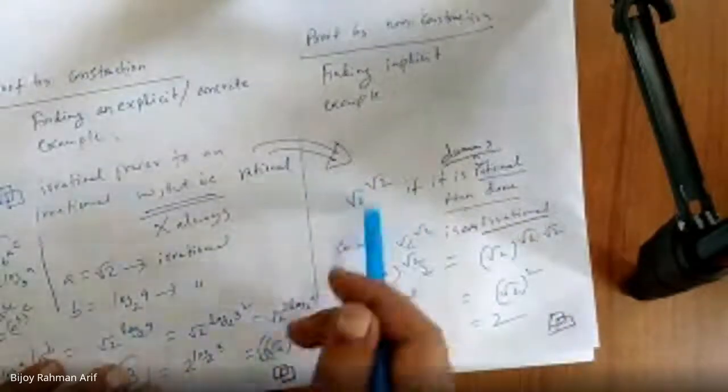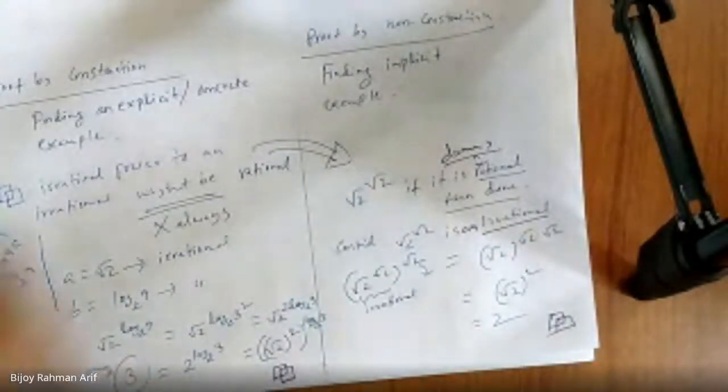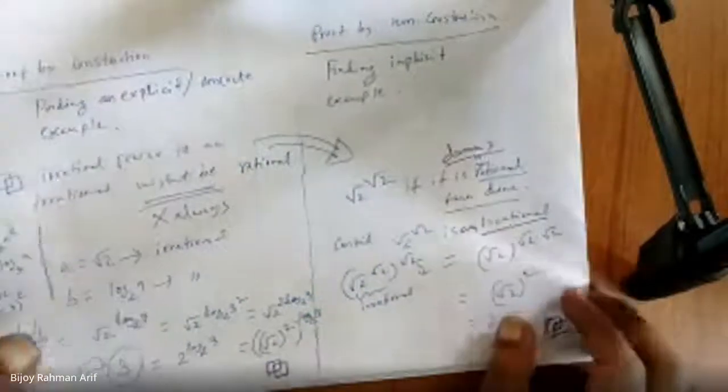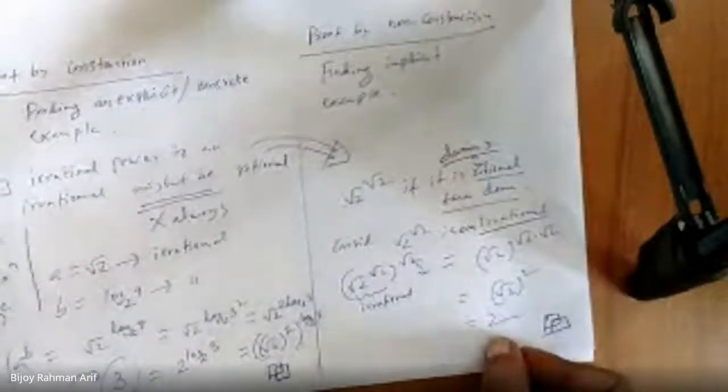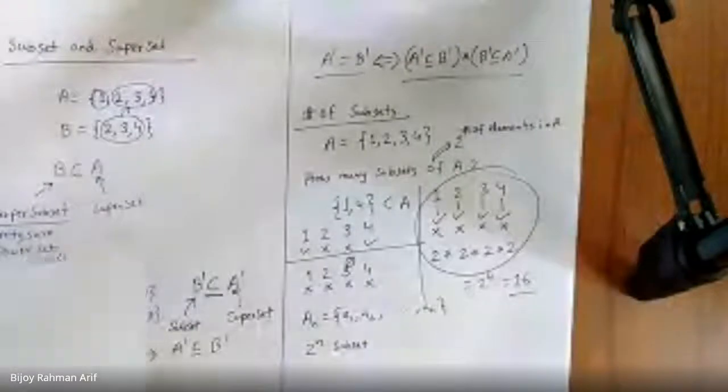Yes, sir. Okay. We don't know whether root 2 to the power root 2 is irrational or rational. But it does not matter. Still we will get an example. Done? Sir, if the result was not an integer, then it would not be proved by construction, right? Non-construction, it would not be proved by non-construction. Done, guys?